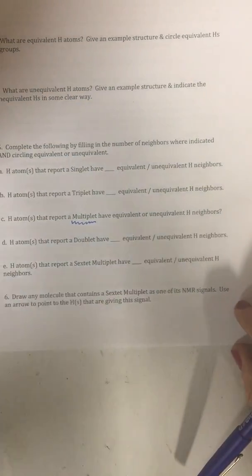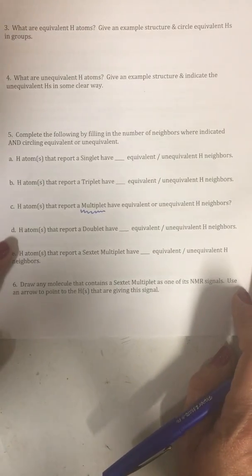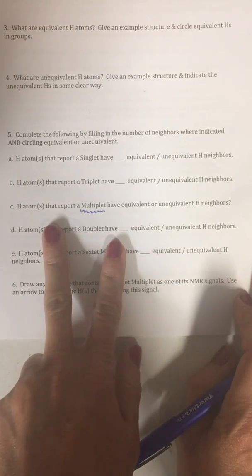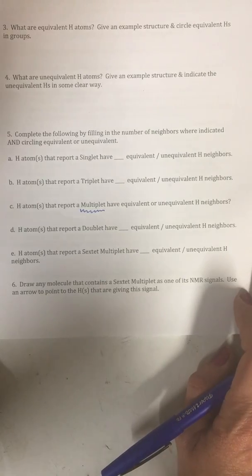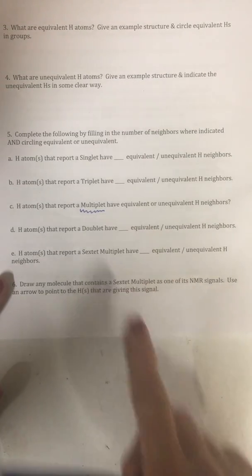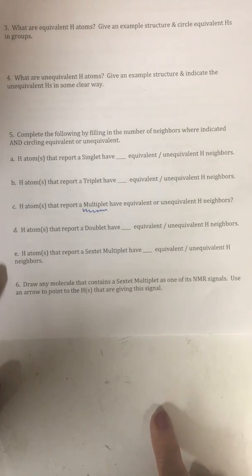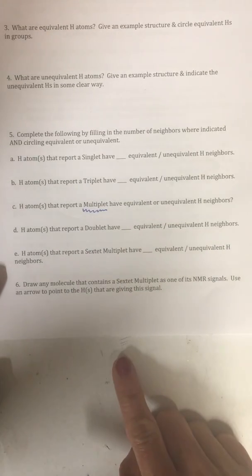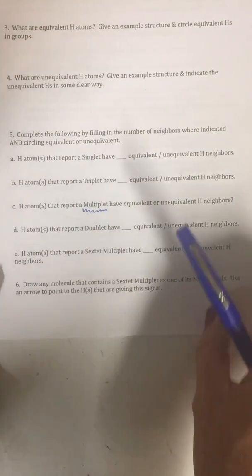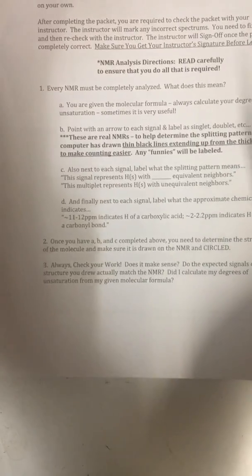Okay, so going back down our little pre-lab here, D, hydrogen atoms that report a doublet. Well, a doublet means 2. So how do we get 2? 1 plus 1 would give us 2. So that would be 1 equivalent hydrogen neighbor. E, hydrogen atoms that report a sextet multiplet. Well, that's the one that we just went over. Those ones would have 5 unequivalent hydrogen neighbors, and we gave a good little example for that right there. So that is just your splitting pattern in a nutshell.